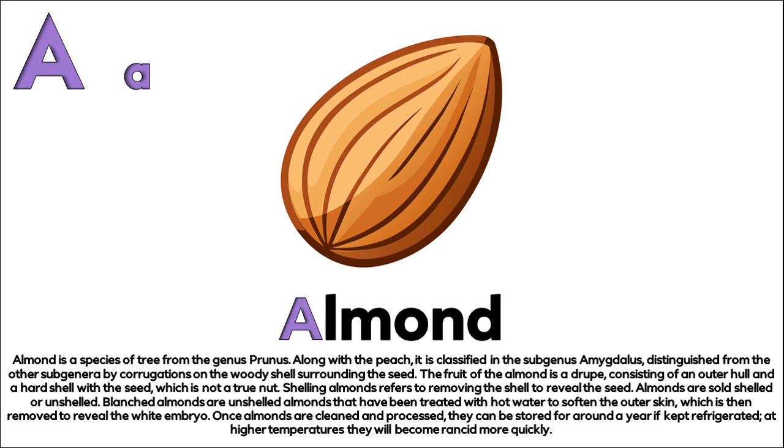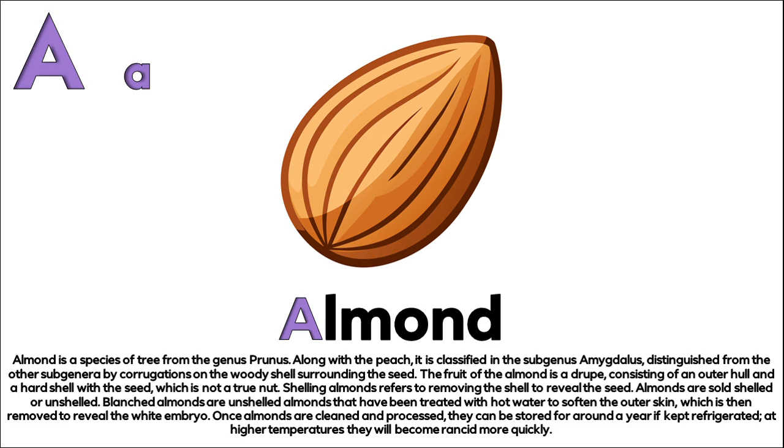A. Almond. Almond is a species of tree from the genus Prunus. Along with the peach, it is classified in the subgenus Amygdalus, distinguished from the other subgenera by corrugations on the woody shell surrounding the seed.